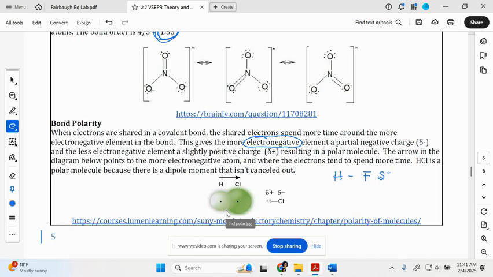The fluorine end would be negative, because remember, this goes back to electronegativity. Fluorine is the most electronegative on the periodic table. So this end of this molecule would be negative. This end would be positive.